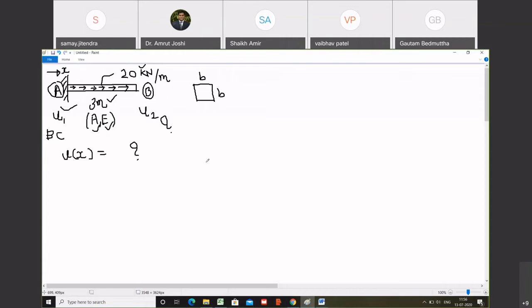So for that, we are going to use the principle of minimization of potential energy. For writing it, I will have to write the potential energy of the external force. Do you agree with me? Yes, sir. To write the potential energy of the external force, I have to find the load at a particular point multiplied by the displacement under the load.